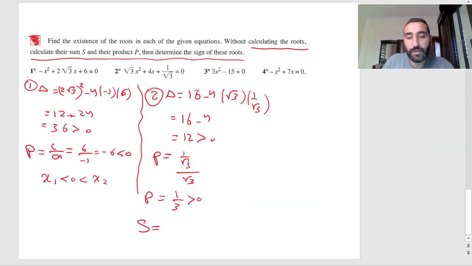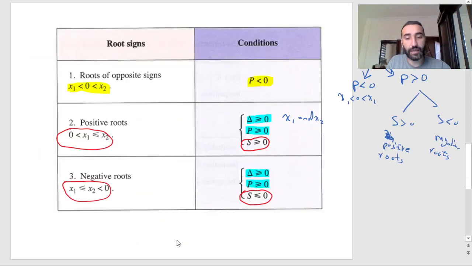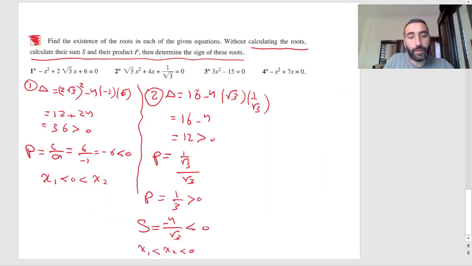If the product is positive, the sum is either positive or negative, so let's see the sum first. The sum equals minus b over a, which is minus 4 over radical 3, and it's negative. The product is positive and the sum is negative, so both roots are negative: x1 less than x2 less than 0. Isn't this the case we took a little while ago? Okay, you saw it. Now I'll go to number 3.